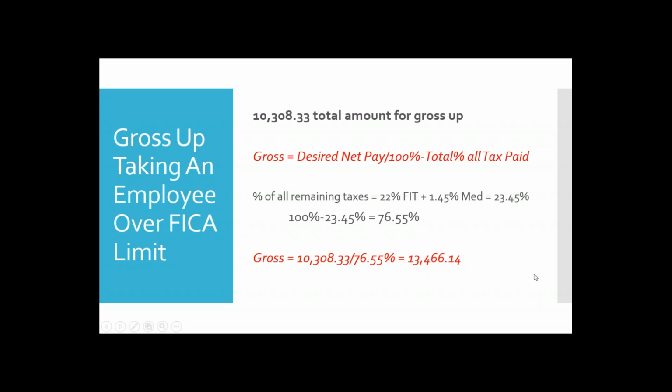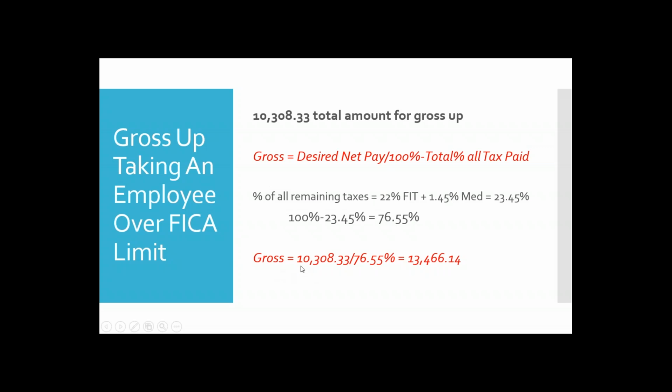So we leave FICA out of this total of all taxes paid. Our remaining taxes are 22% for federal and 1.45% for Medicare, for a total of 23.45%. So 100% minus 23.45% leaves us 76.55%.